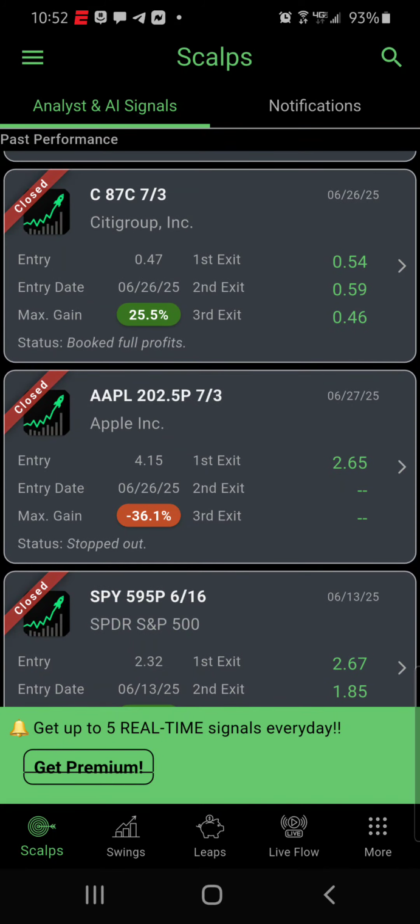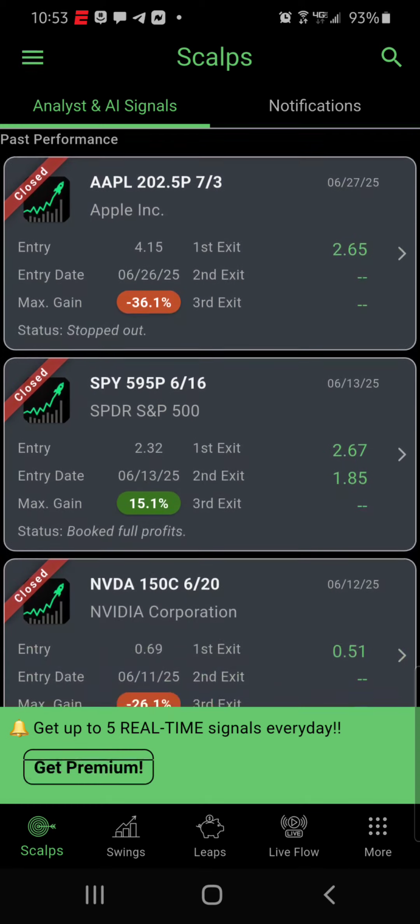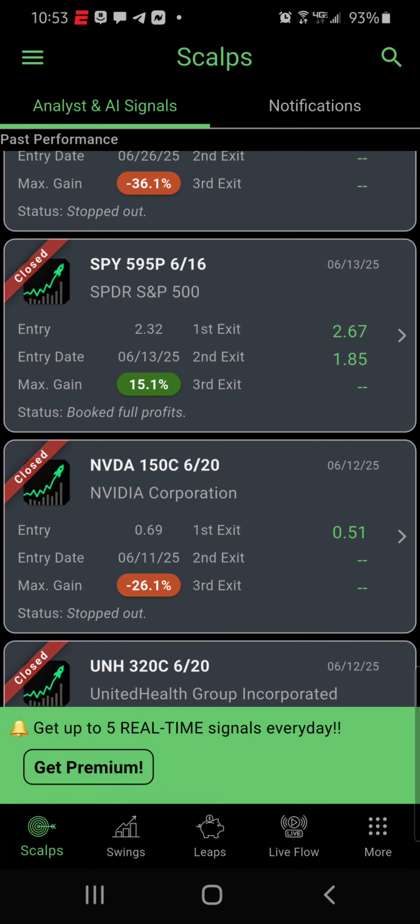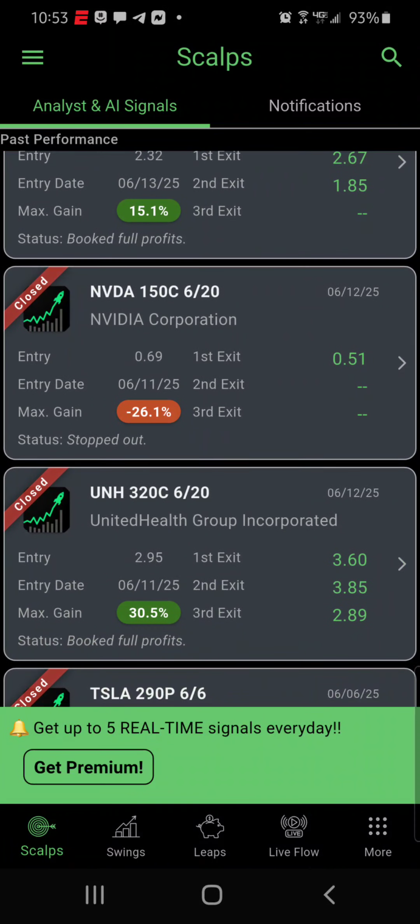That one right there, you lost. Apple, it says a negative 36%, you lost. You see, it told you to get in at $415. And then at first exit, Apple must have just came out with bad news in June 27th. I don't know what happened, but it must have came out something bad, and bam, it hit the floor. It went down to $265 a contract or option. So you lost some money. I'm glad I seen that. Same with Nvidia. You would have lost a little bit of money.